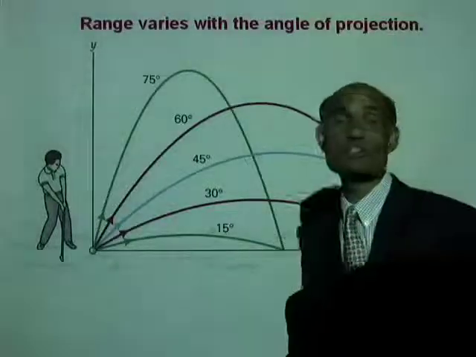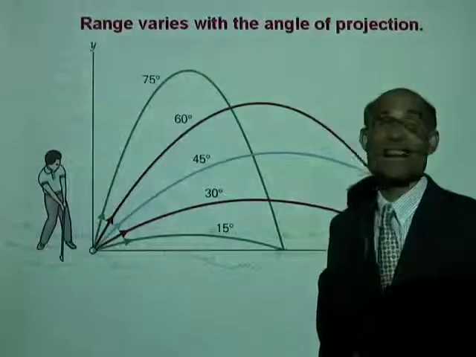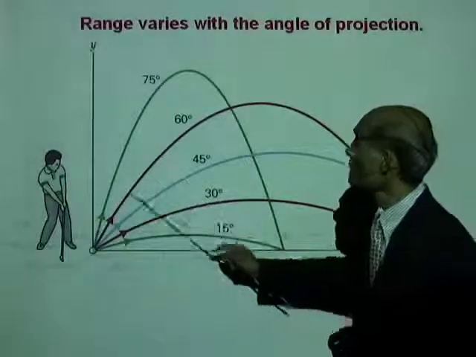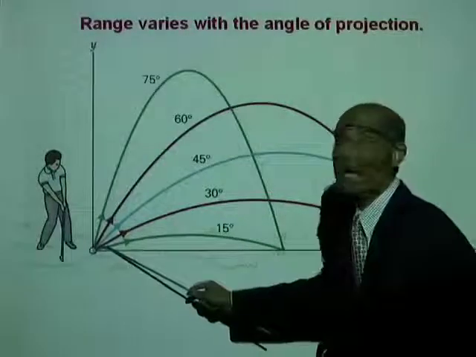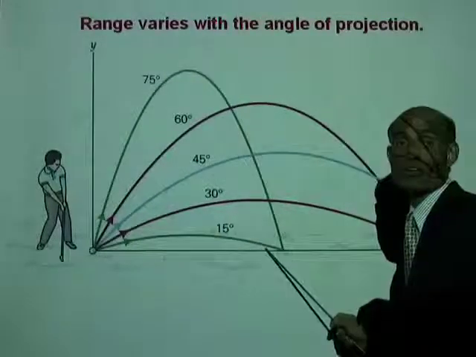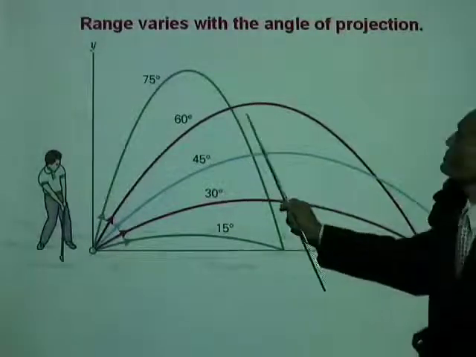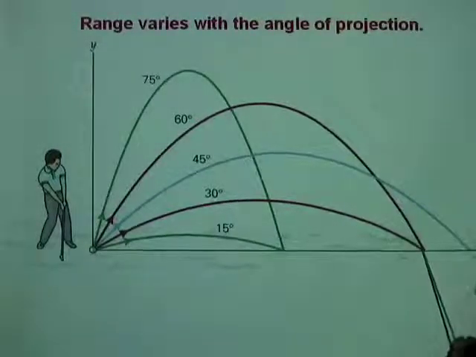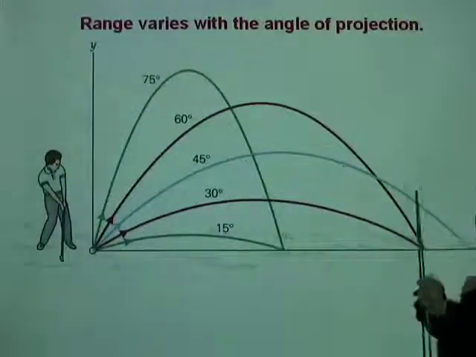I want you to look at this diagram, and I haven't given you any assignment for extra credit so far. Now this is an extra credit assignment. Now look at this. An angle of projection 75 degrees and an angle of projection 15 degrees give you the same horizontal range. An angle of projection 60 degrees and an angle of projection 30 degrees give you the same horizontal range. And the maximum range occurs for 45 degrees.